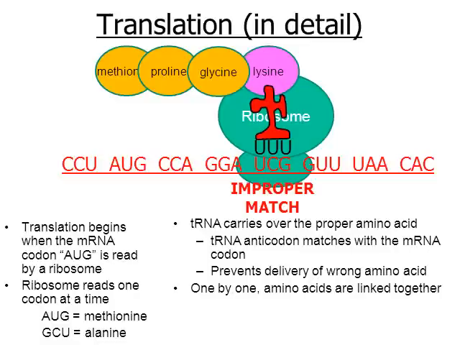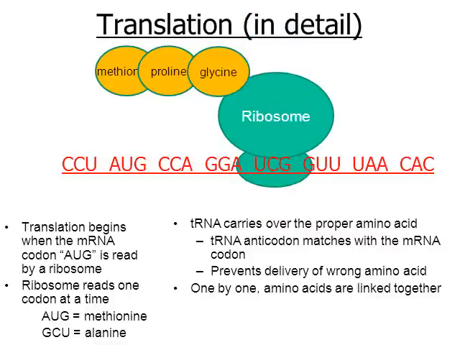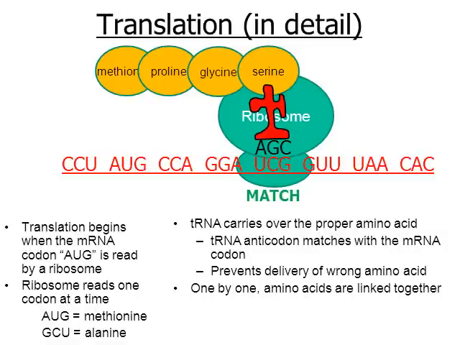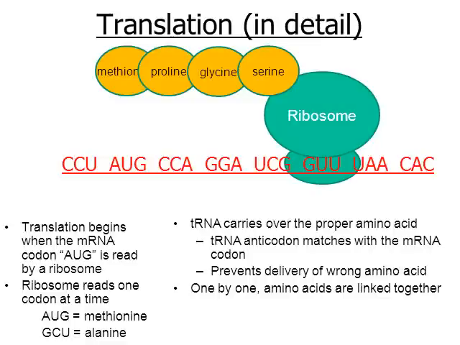But notice how there's an improper match. The red UCG codon does not match the black UUU anticodon. Because of this improper match, the transfer RNA that is carrying lysine will be removed. That's perfect. We don't want lysine. UCG, I want serine. So the ribosome now is delivered serine by the proper transfer RNA. And so that's a match. And now the ribosome just keeps moving down a notch.